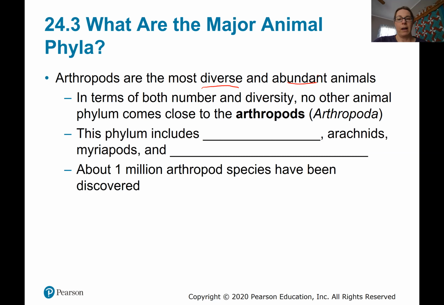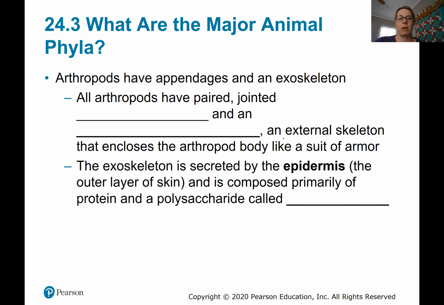Phylum Arthropoda is going to include insects, arachnids like spiders, myriapods, and then crustaceans. Okay, and there's over 1 million arthropod species that have been discovered, and they believe there's many, many more insect species, especially like in the rainforests and so forth, that haven't yet even been discovered.